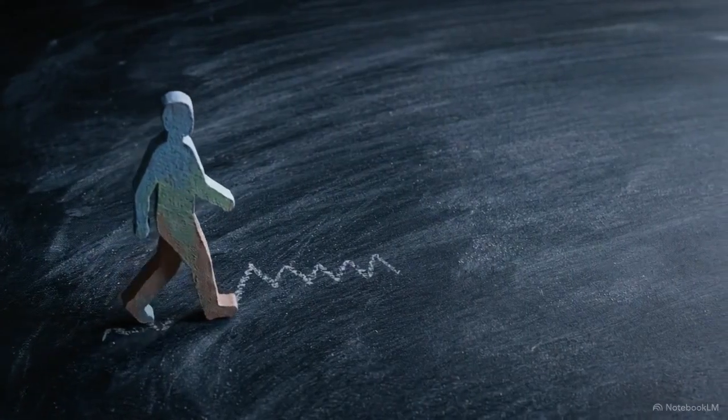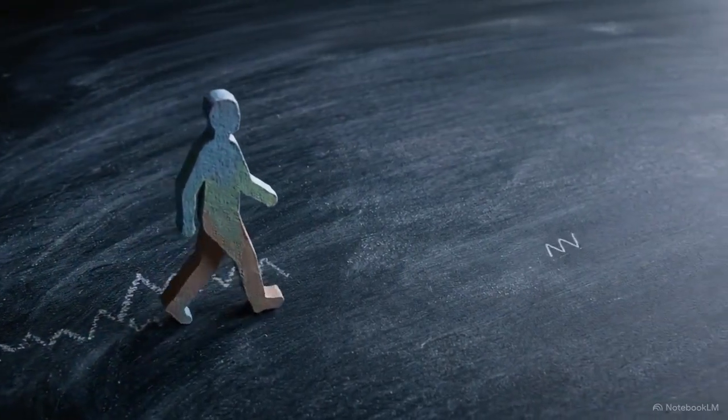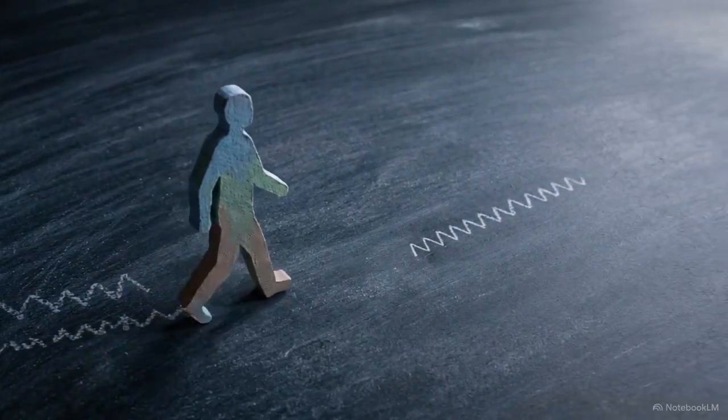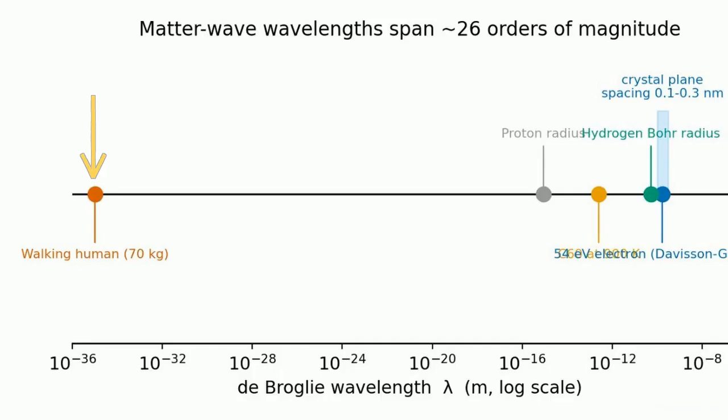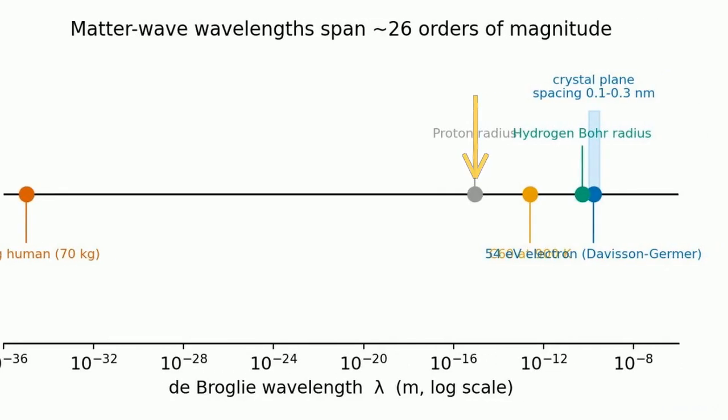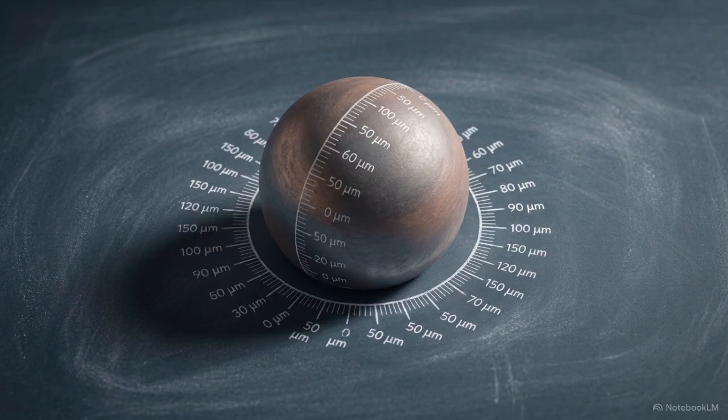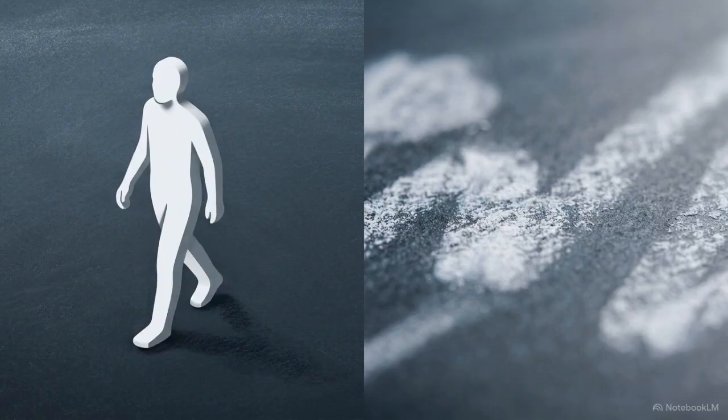Applying this same calculation to a 70-kilogram human walking at 1 meter per second reveals why we don't perceive these waves in daily life. The human wavelength is vanishingly small, approximately 10 to the minus 35th meters. This logarithmic scale spans the physical spectrum, placing the walking human wavelength 20 orders of magnitude below the radius of a single proton. At the macroscopic scale, matter waves are compressed into dimensions far below the resolution of any physical apparatus. This is the quantitative limit of the correspondence principle. The wave nature is present, but undetectable.